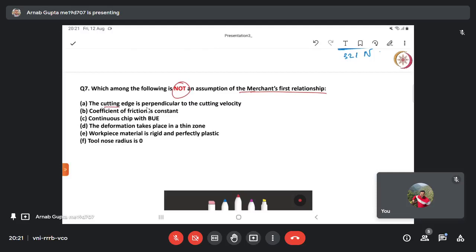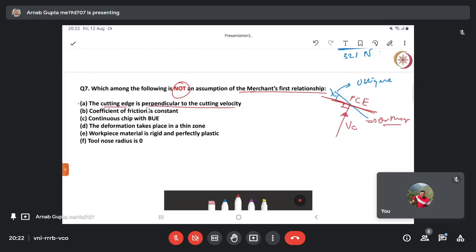So the cutting edge is perpendicular to the cutting velocity. So that is the condition for orthogonal cutting, right? This is cutting velocity and this is principal cutting edge. If this is 90 degrees, then it is orthogonal. If it's inclined by some angle, we'll say lambda, then it is called oblique. So you can apply Merchant circle relationship or Merchant circle diagram or Merchant's first relationship only in case of orthogonal cutting. So this is not the correct answer.